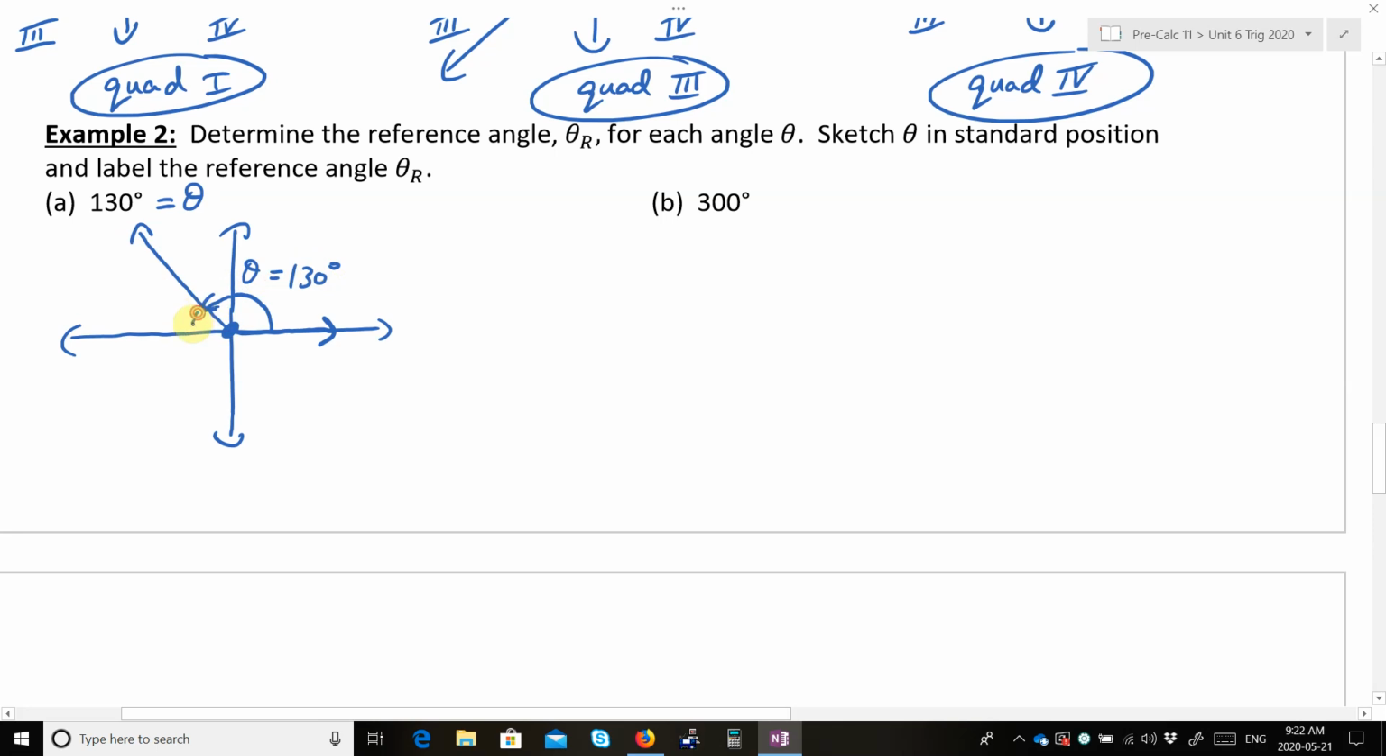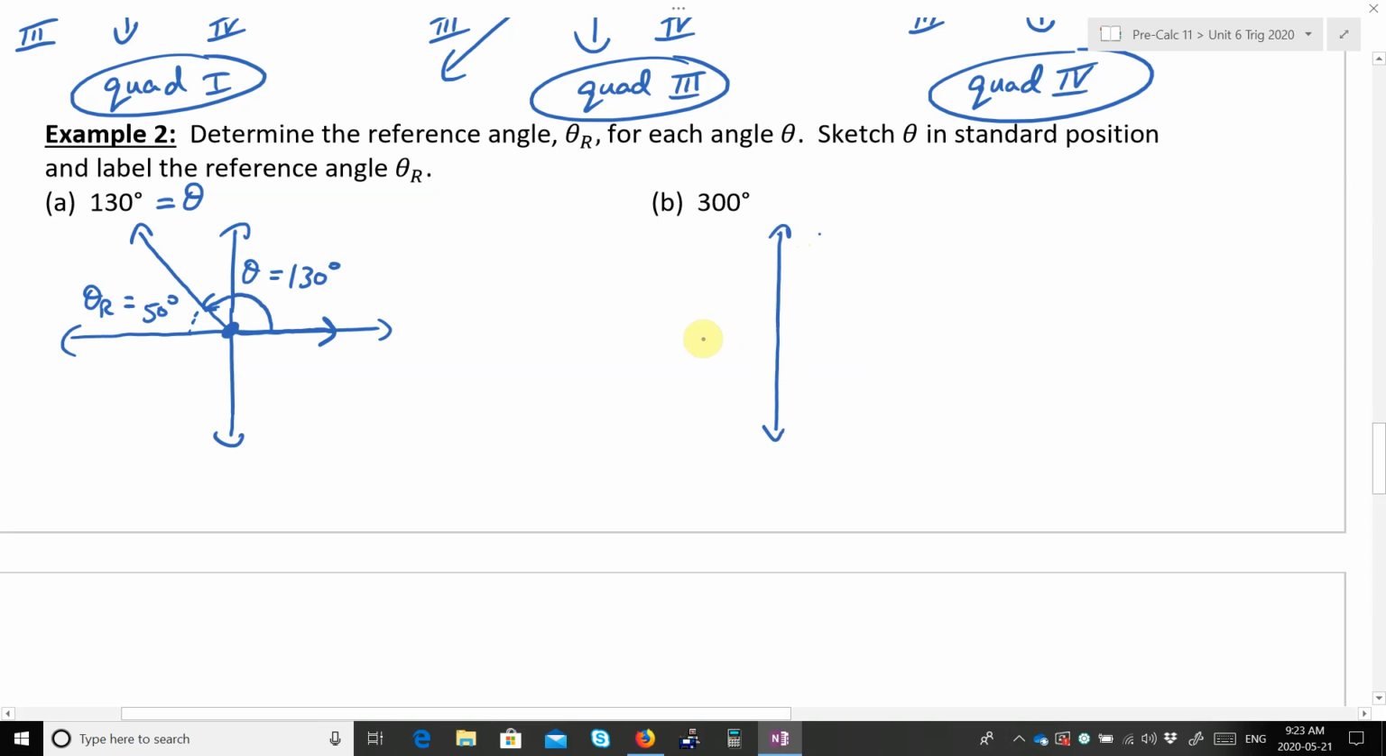Okay, and we know all the way to this line we'll do a full 180, right? Because it's half a circle. So we would go 180 minus 130. This is going to be 50 degrees, and that is theta reference because it's between the terminal arm and the closer piece of the x-axis. Okay, so I think that's all we need to do for that one.